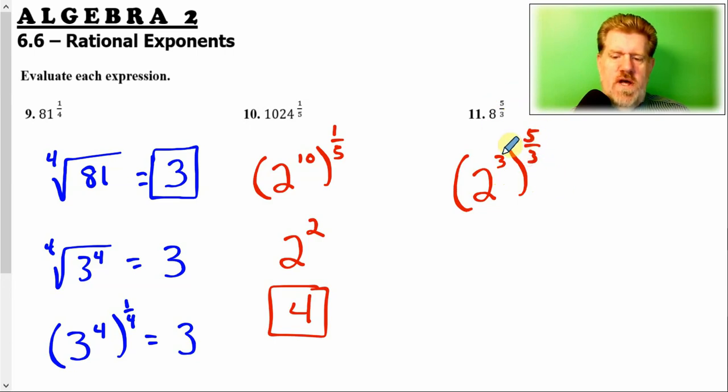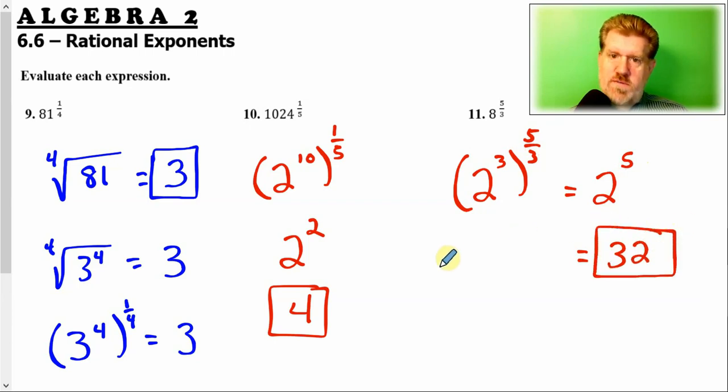So if you multiply, 3 times 5 is 15. 15 divided by 3 is 5. Or, doesn't matter the order, 3 divided by 3 is 1. 1 times 5 is 5. It's 2 to the 5th. And I happen to know that 2 to the 5th is 32. That's the answer. That's evaluating that expression.